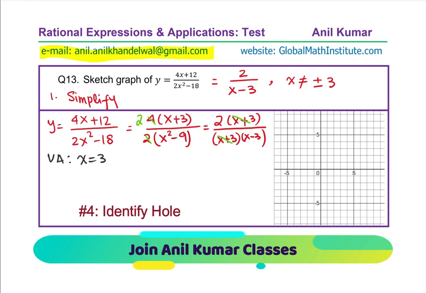Now let me sketch the vertical asymptote at x equals 3. So there we go, right? So we have a vertical asymptote at x equals 3. Make sense?